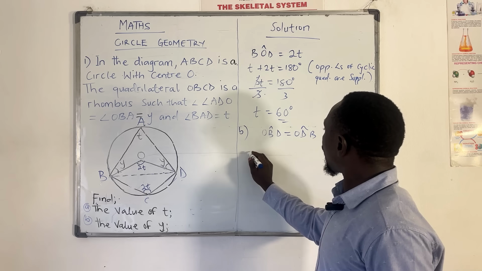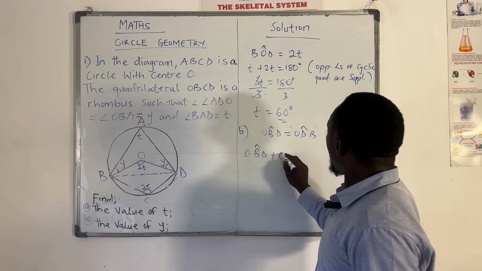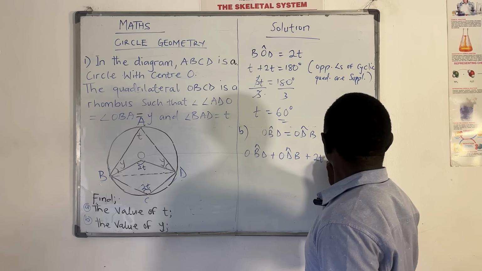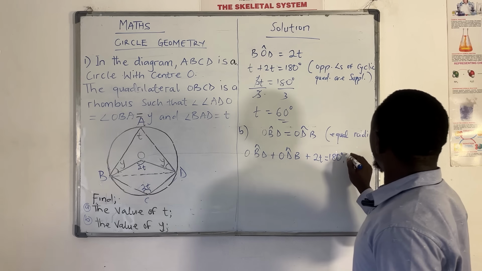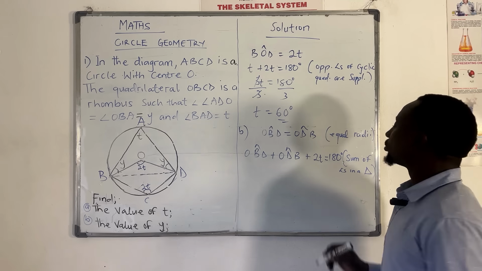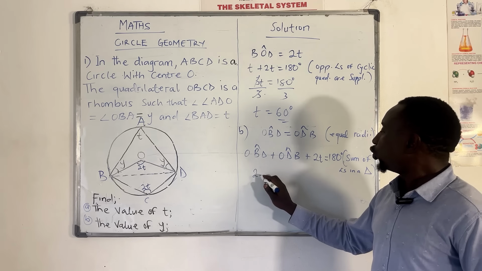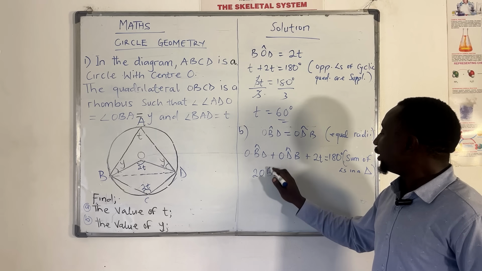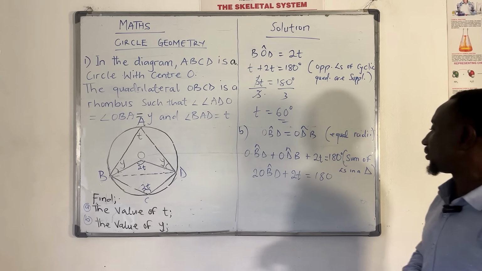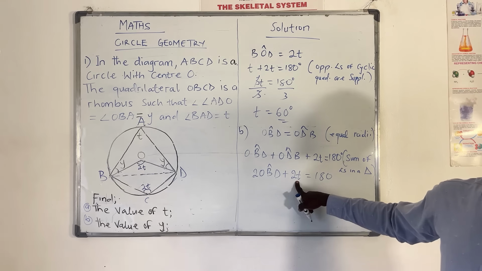Now, if the base angles are equal, I can say angle OBD plus ODB plus 2t is equal to 180 degrees. Reason: sum of angles in a triangle. Since these two angles are the same, I can equally say 2OBD plus 2t is equal to 180. But don't forget that my t is 60.